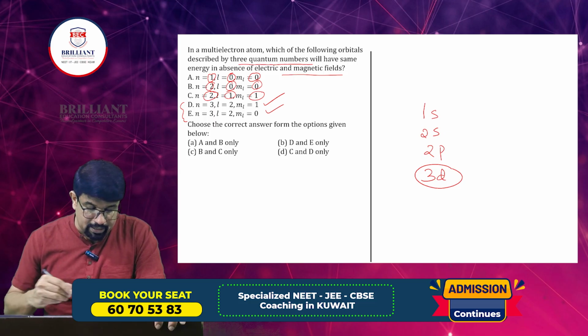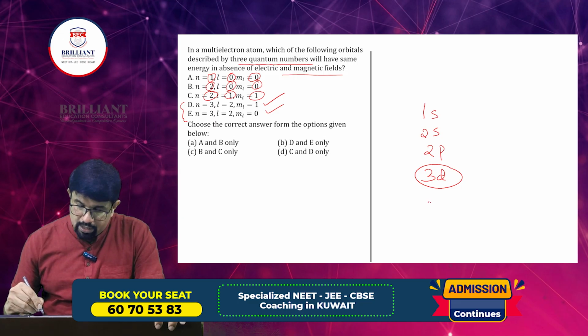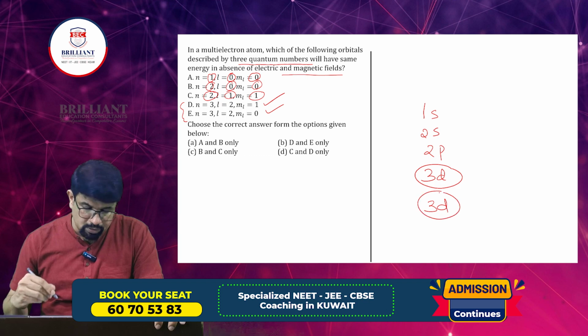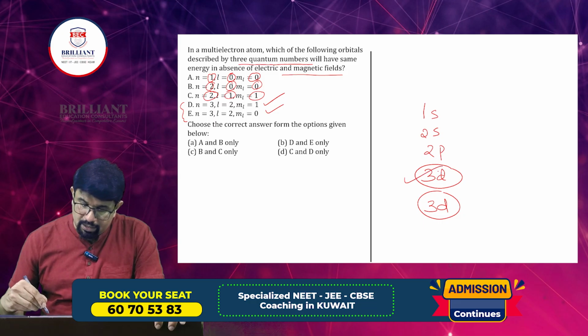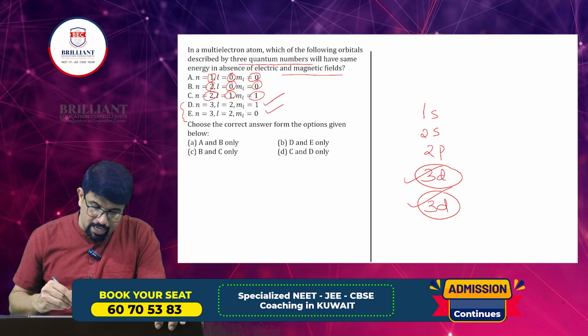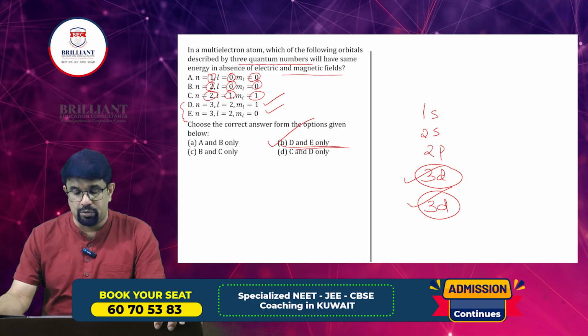And second, you can see in the E statement that this is also 3d, right? So the question is to choose the correct answer from the options given below, which have the same energy for these two, right? So D and E are the correct options. That's why B is the correct option according to this question.